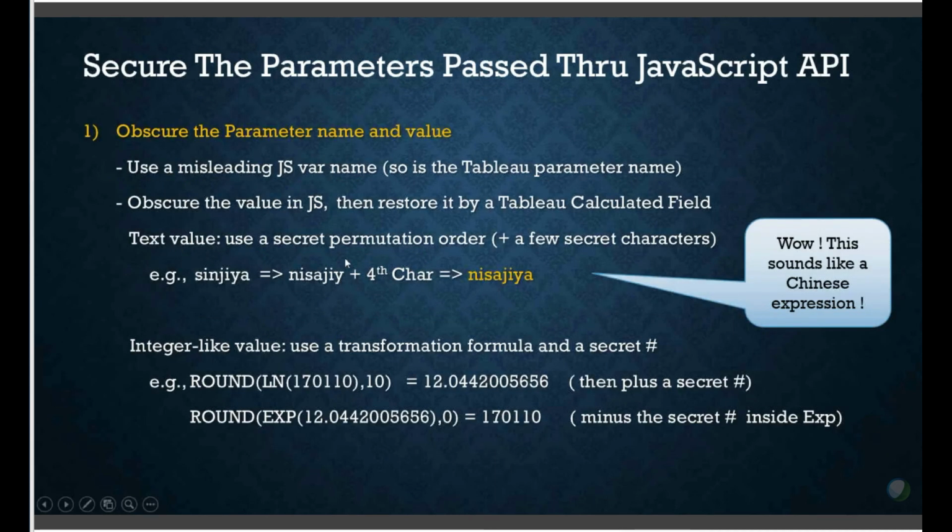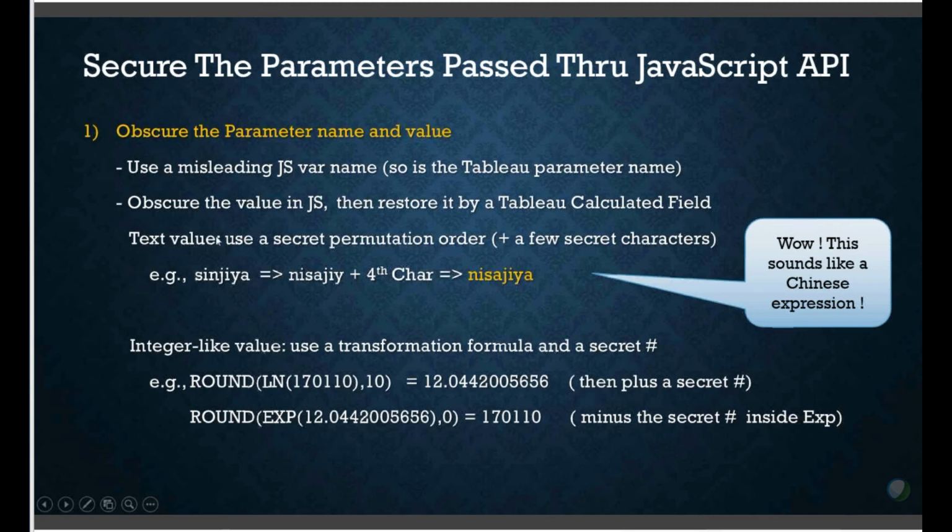If the value is a text value like Sinji, you can do some kind of permutation in a secret order and add some characters. So Sinji, after the permutation, becomes Nisajiya. It sounds like a Chinese expression, do you kill a chicken? When you sing in high notes and out of tune, then your friend will say, Nisajiya.